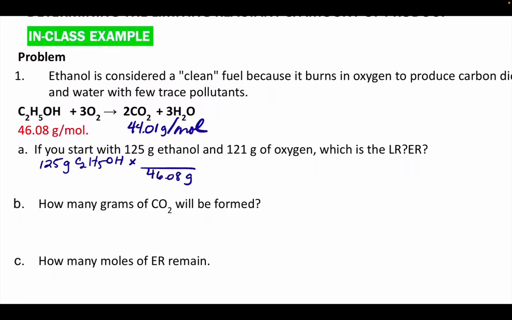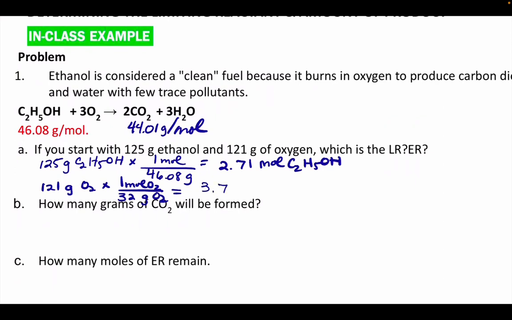And I had previously calculated the molar masses. So to start with, I have 2.71 moles of ethanol and I have 121 grams of oxygen. And then remember the molar mass is 32. So I have 3.78 moles of oxygen. So that was my first step.